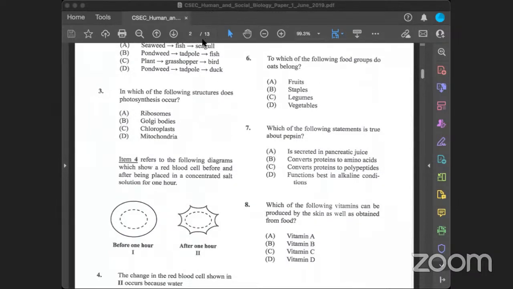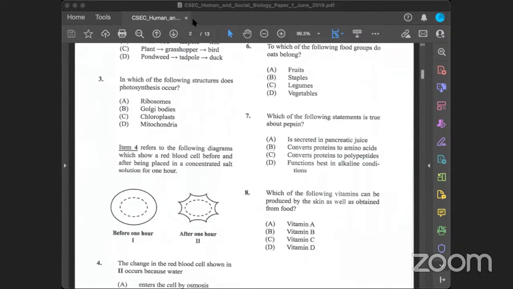Good. Questions? Sir, what does Golgi bodies do? A. Package protein for transport out of the cell. Golgi bodies, Golgi apparatus, same thing. So package proteins for delivery out of the cell or transport out of the cell. The ribosomes make proteins or manufacture proteins, chloroplasts, photosynthesis, and mitochondria, energy for the cell. All right. Yep.